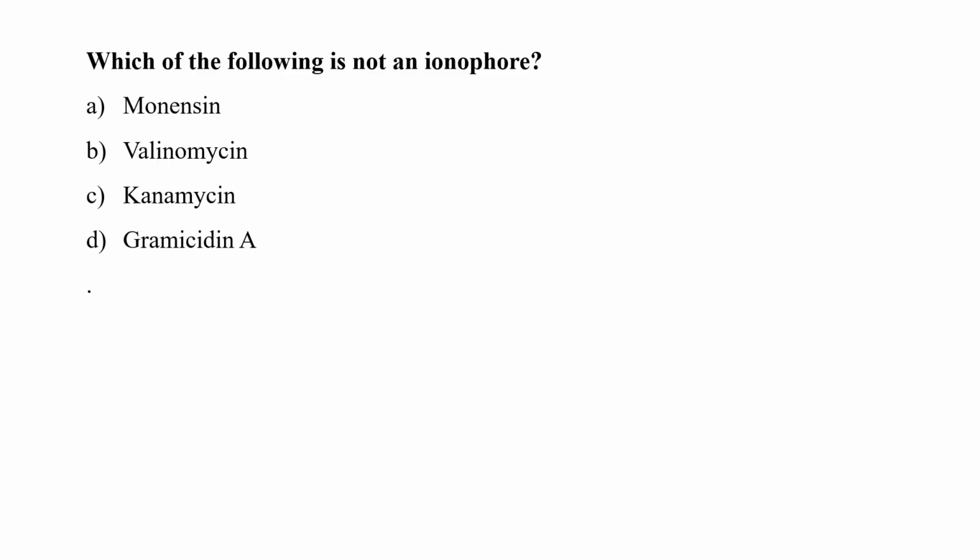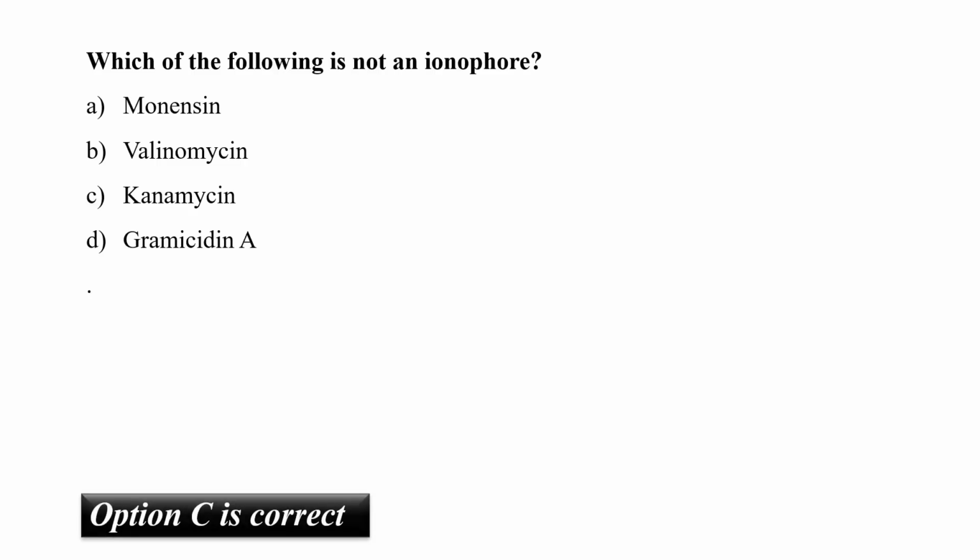The common examples of ionophores are valinomycin, gramicidin, nystatin, and monensin, while kanamycin is not an example of an ionophore. Rather, kanamycin is used as an antibiotic which interferes with protein synthesis. It binds to the 30S subunit of bacterial ribosomes, which results in incorrect alignment of the ribosome over the mRNA, and hence a wrong amino acid is placed in the growing peptide. So option C is the correct answer: kanamycin is not an ionophore.